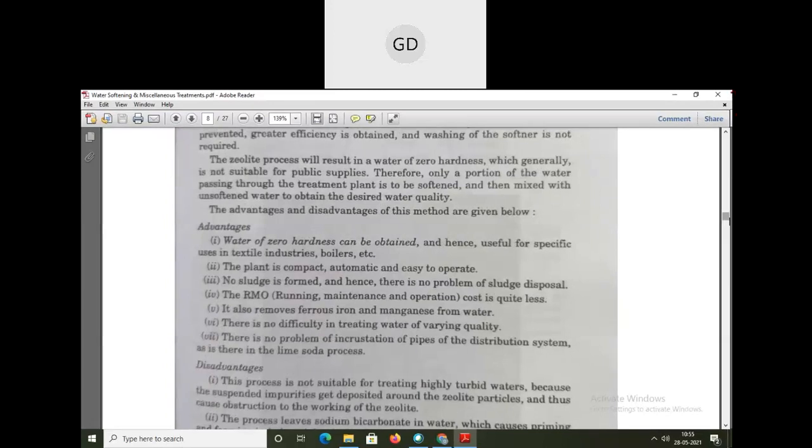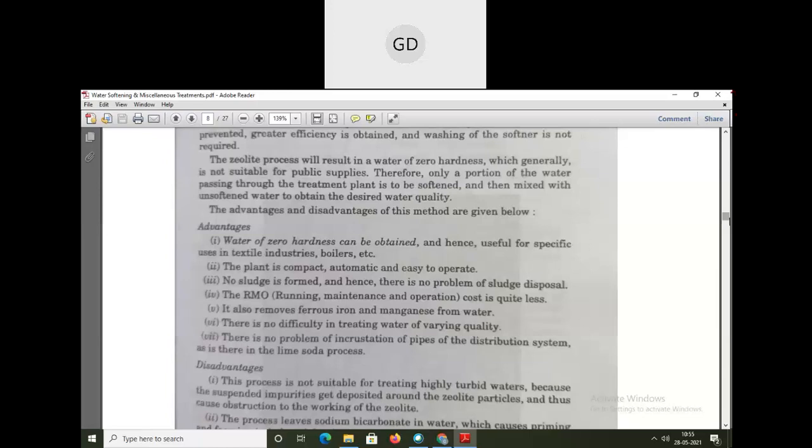So what are the advantages? When you use the lime soda process, you cannot expect the water to be of zero hardness, but when you use the zeolite ion exchange process, you can expect the water to be of zero hardness. That means you can completely remove the hardness from the water, and you can use the water for specific uses, like textile industries or boilers, so incrustations will not happen. This plant is compact, automatic and easy to operate.